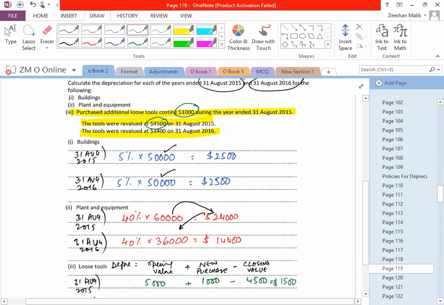1500 is decreased, it becomes the depreciation. The value which is decreased becomes the depreciation.